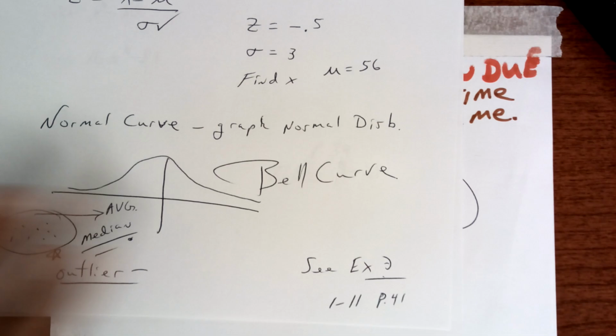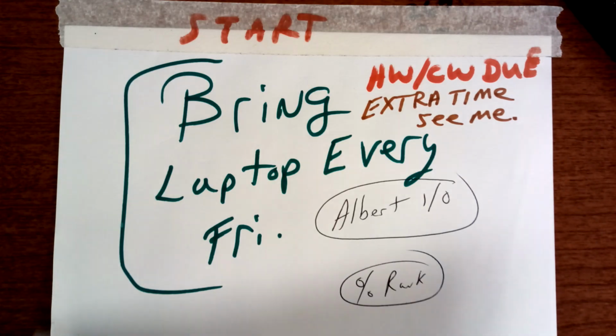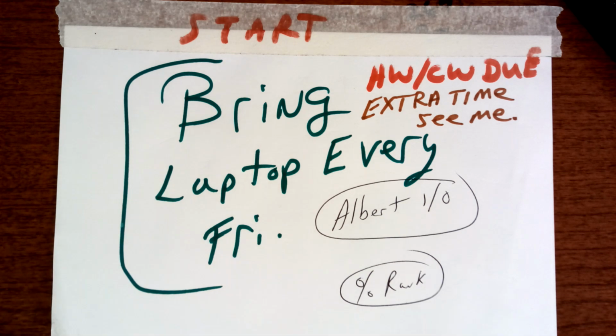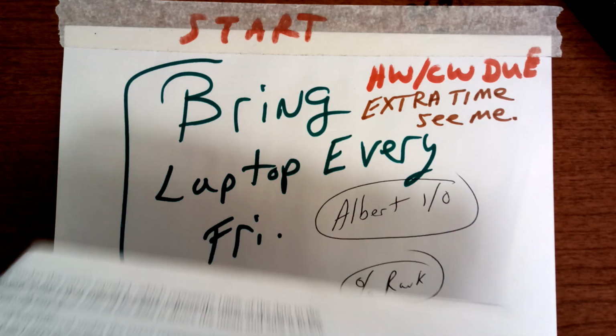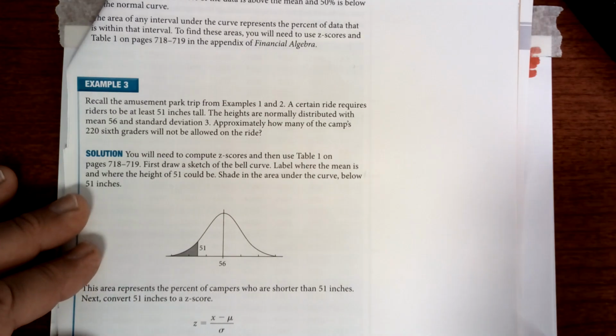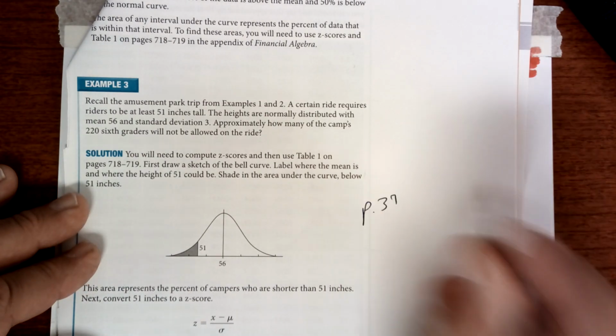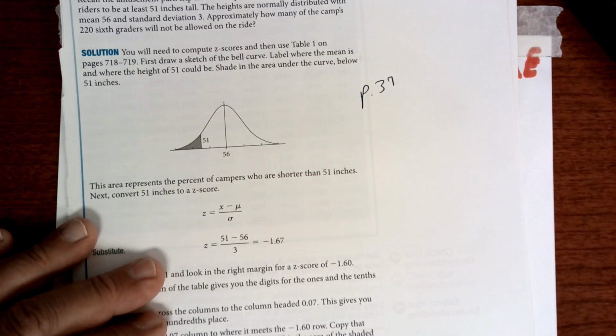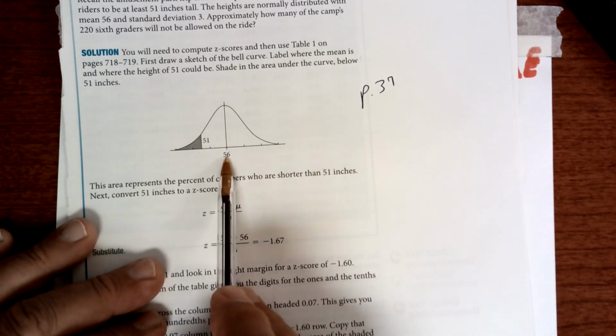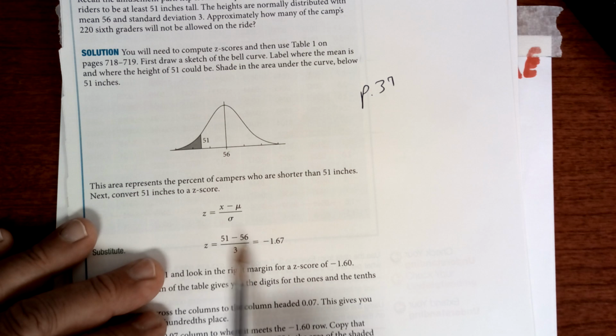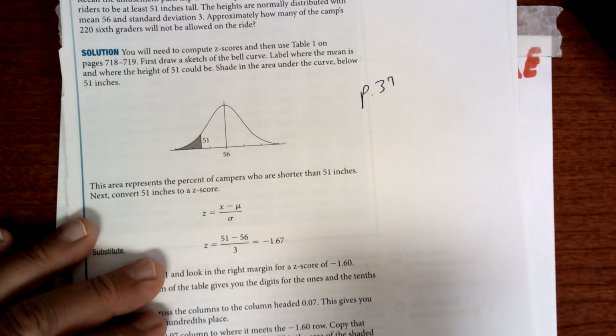Okay, before I give you your work, I want you to turn to example 3 in your book. So turn to page 37. All right, so take a look here. On page 37, they give you the average, which is 56. They give you the number, which is 51. And they give you the standard deviation, which is 3. So you get a z-score of this.